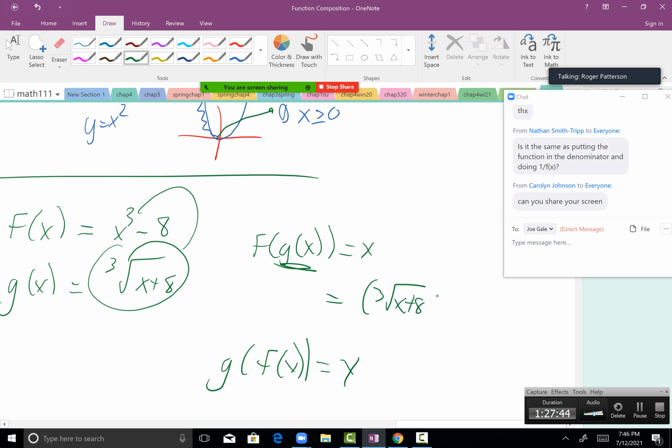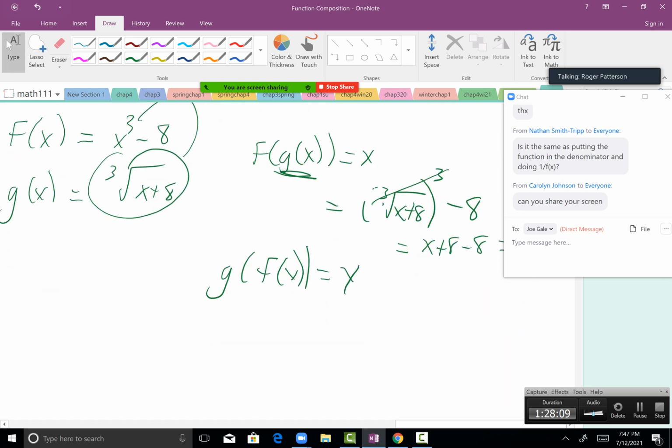And don't let the cube mess you up. It's not a big deal. Minus 8. So the cube root, I'm basically going to cube that. So they just kind of cancel out. And we're left with x plus 8 minus 8, which is x.